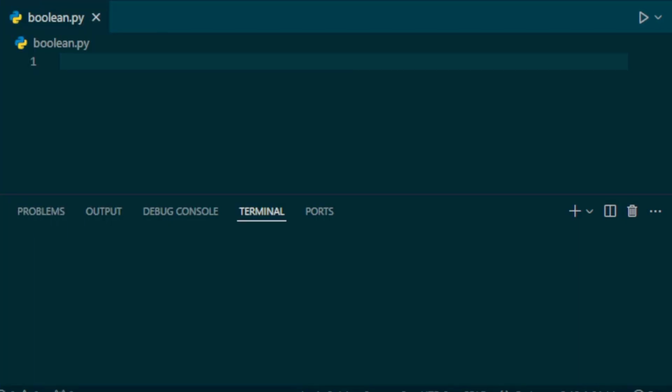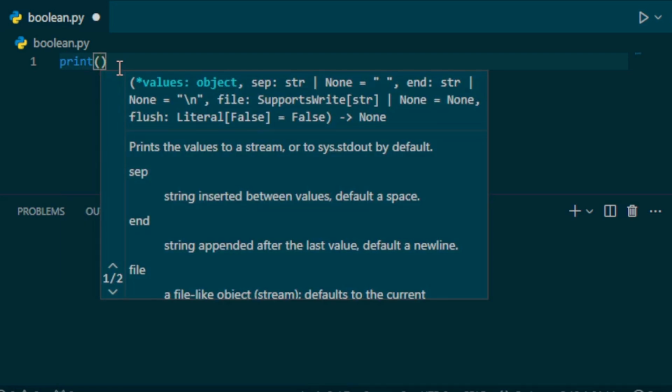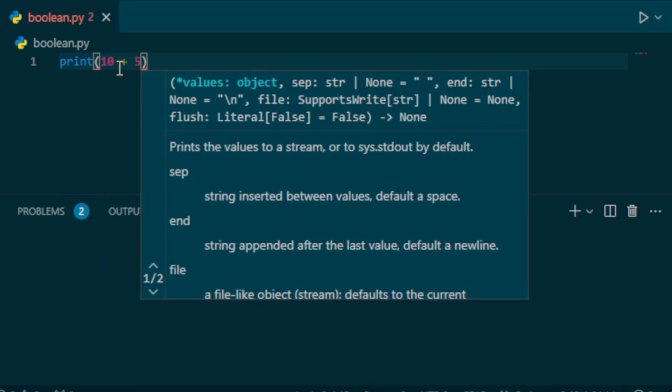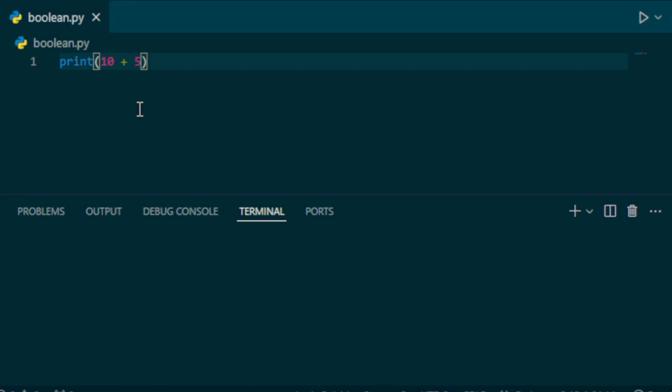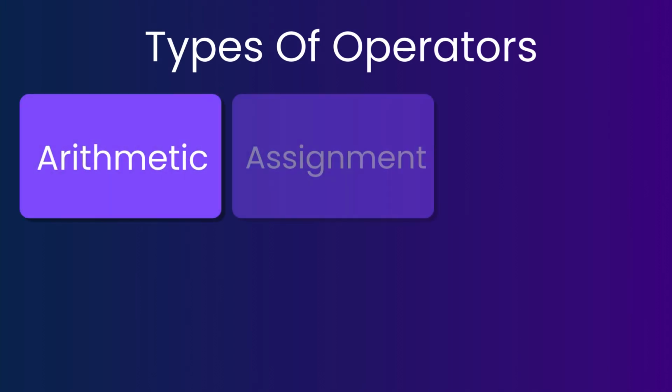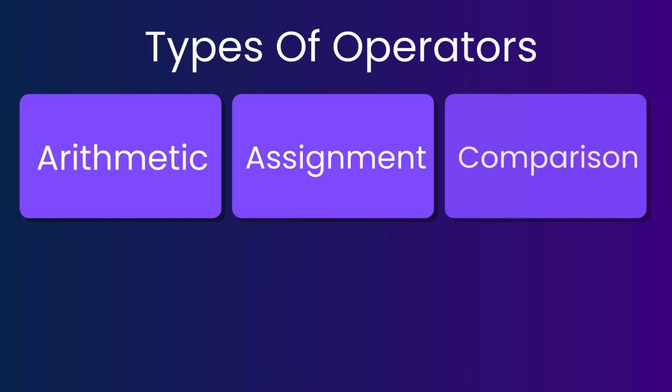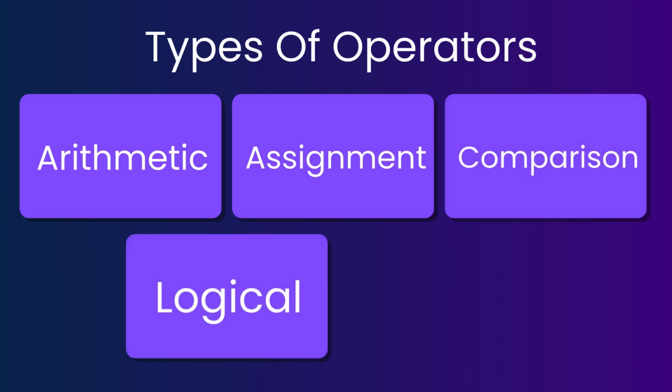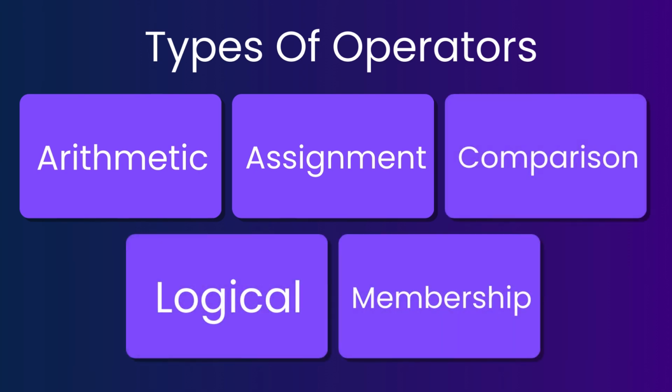So, operators are used to perform operations on variables and values. Like we can print 10 plus 5 and can expect 15 as a result. In Python, we have different types of operators. They are arithmetic operators, assignment operators, comparison operators, logical operators, and membership operators. We will look at them one by one.